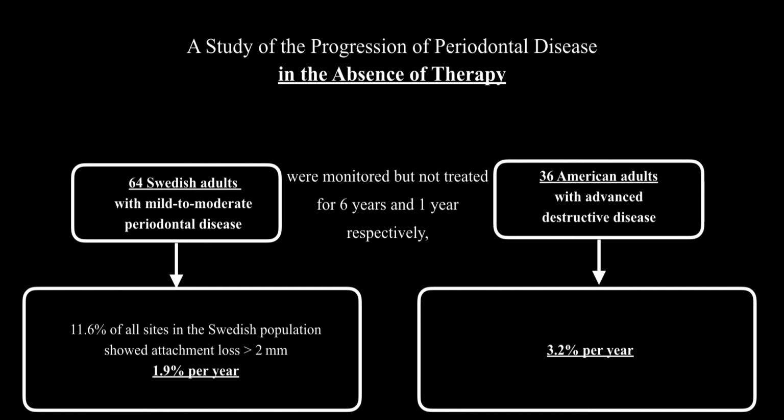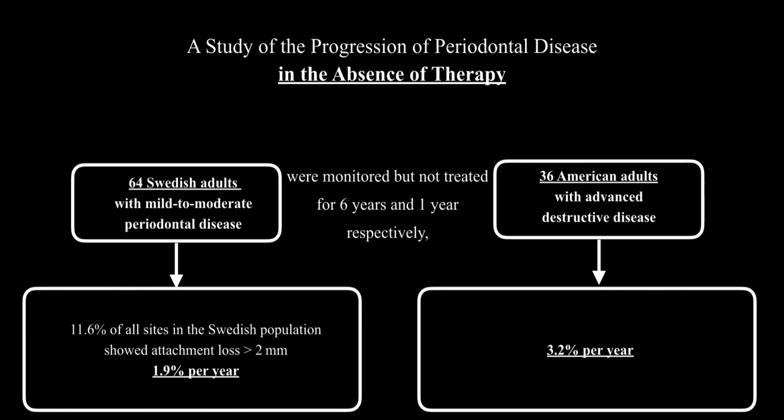Then we're going to mention a study on the progression of periodontal disease in the absence of therapy. In this study, we had two populations: Swedish adults with mild to moderate periodontal disease and American adults with advanced destructive disease. In the Swedish adults, 11.6% of all sites showed attachment loss of more than 2 millimeters, which is 1.9% per year, while in the American adults with advanced destructive disease, it was 3.2% per year.